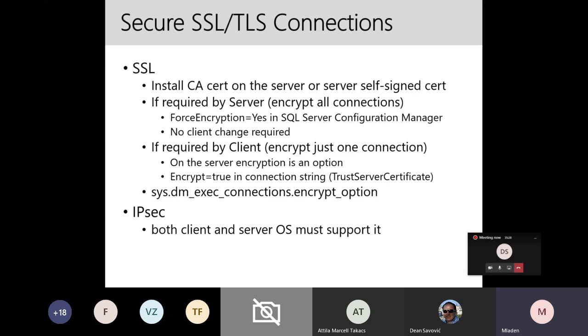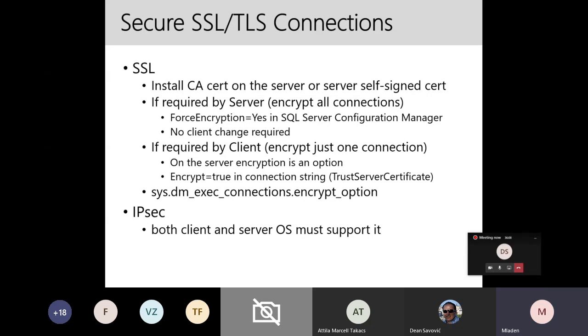communicating through an encrypted connection. Now, if you don't want to have all connections encrypted, and you just want to have certain client connections encrypted, you say on the SQL Server that encryption is an option, but on the client, you have to say encrypt is true in the connection string, and you have to trust the server certificate. So you have to take the public key from the SQL Server's certificate, and you have to install it on the client, because otherwise the client doesn't know where to get that public key, right?